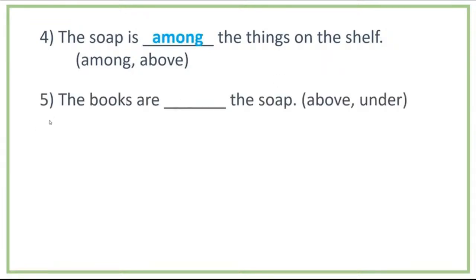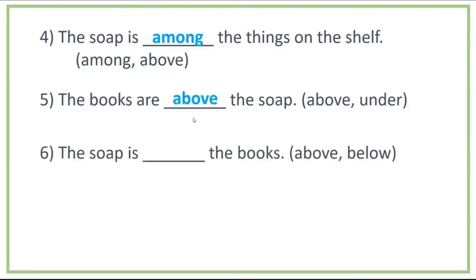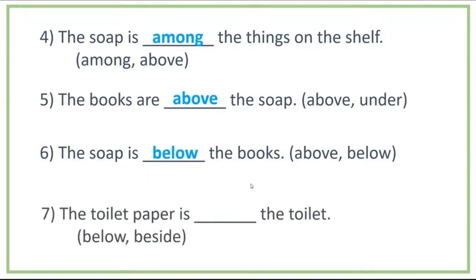Number 5. The books are blank the soap, above or under. Answer, the books are above the soap. Number 6. The soap is blank the books, above or below. Answer, the soap is below the books.